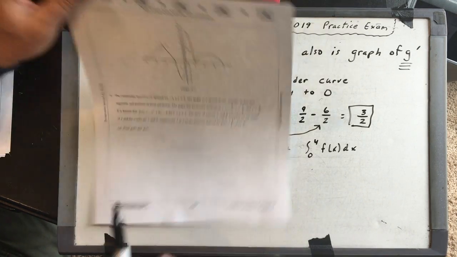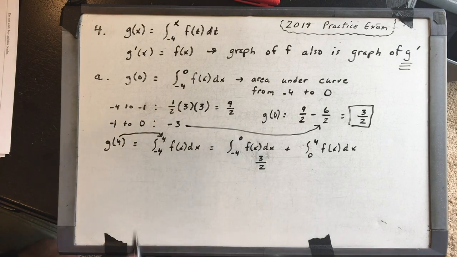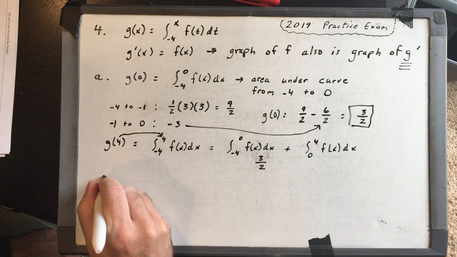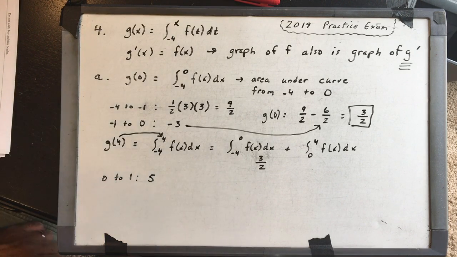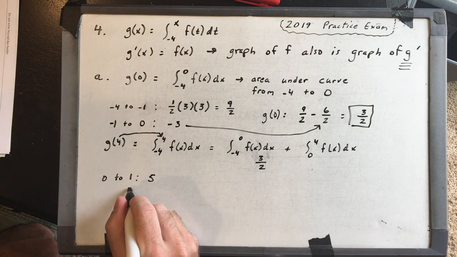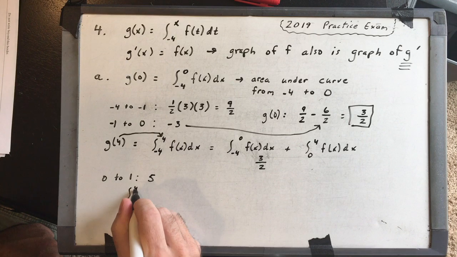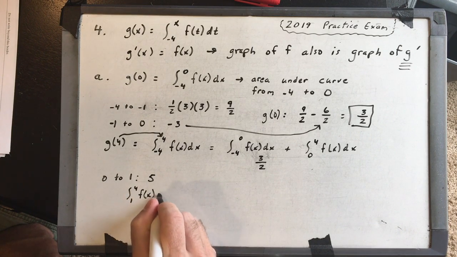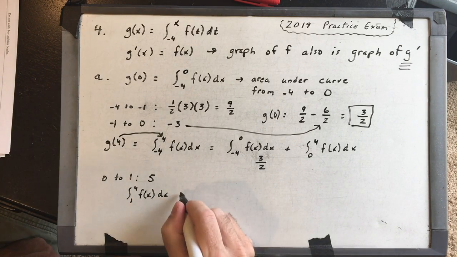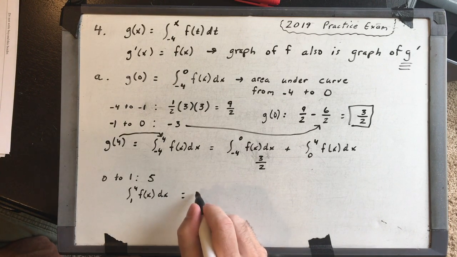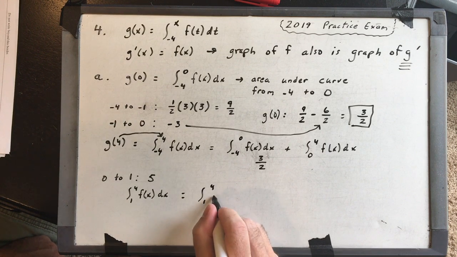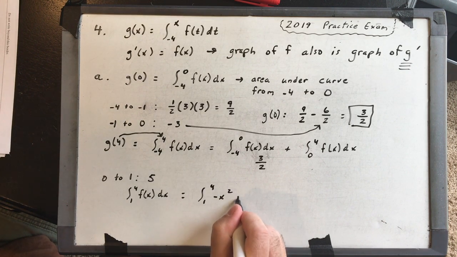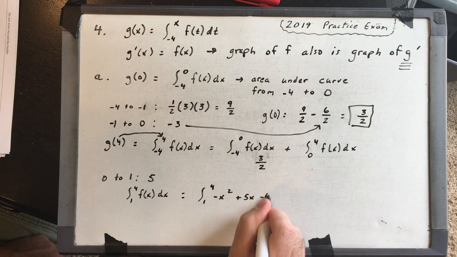All right, so taking a look at this, 0 to 4, we know the area for B, and it's positive. It's 5. So 0 to 1, it's 5 from the problem. So we got to figure out from 1 to 4. And they gave us the equation for that in the problem. It's going to be the integral from 1 to 4 of negative x squared plus 5x minus 4.